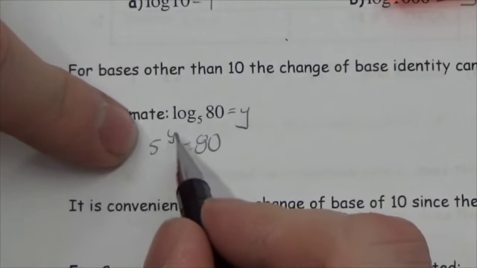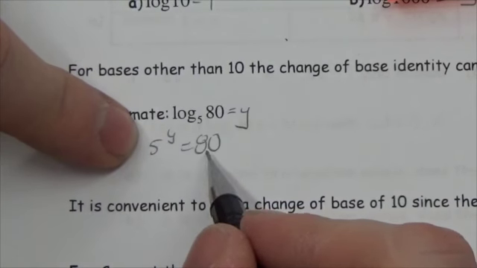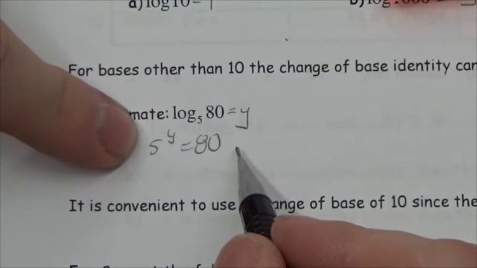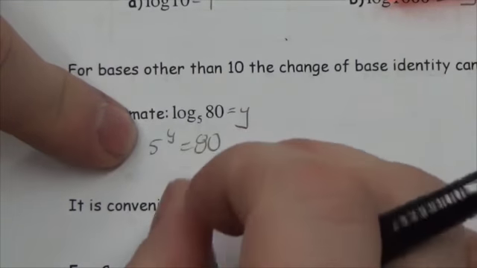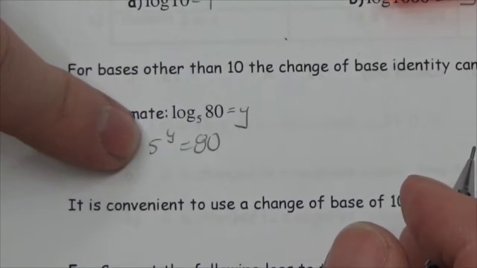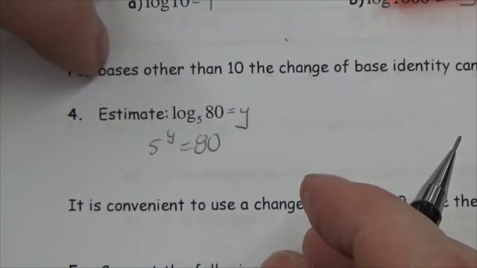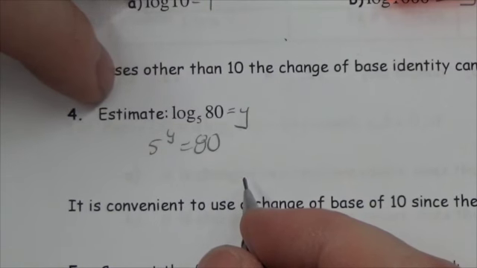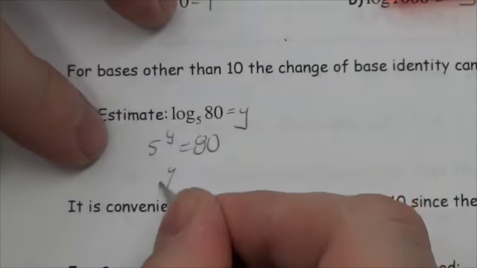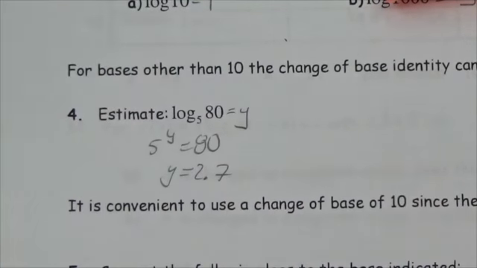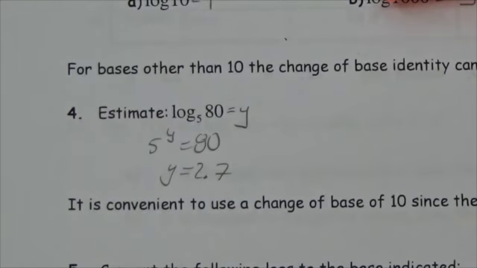Okay, well, if y was 2, 5 squared would be 25. If this was 3, 5 cubed is 125. So this is in between there, right? It's from 25 up to 80, we're looking at 55 there. And then back from 125, what were we losing? 45 here. So this is probably closer to 3. So let's say that this is going to be 2.7. Not entirely sure. Best guess here, okay?